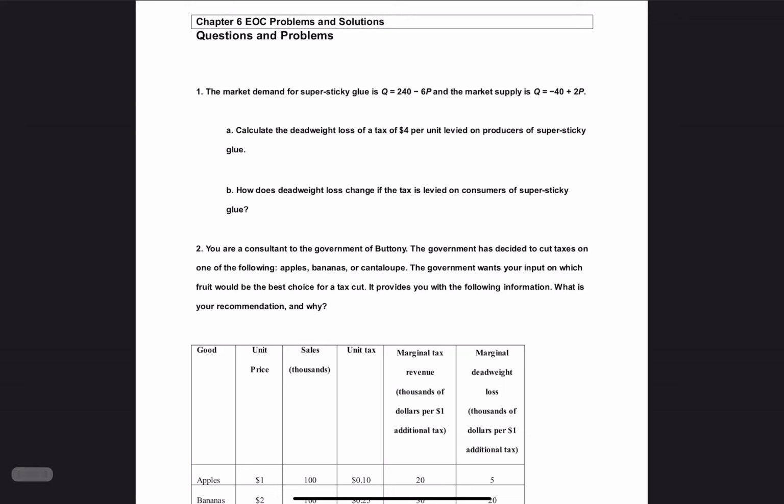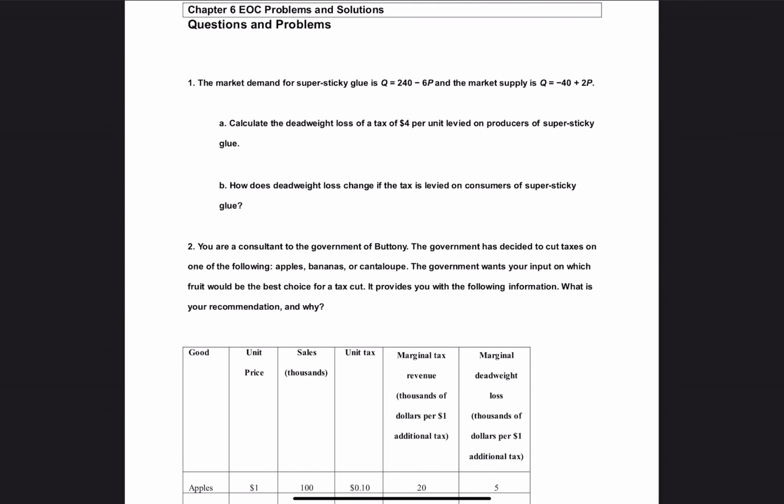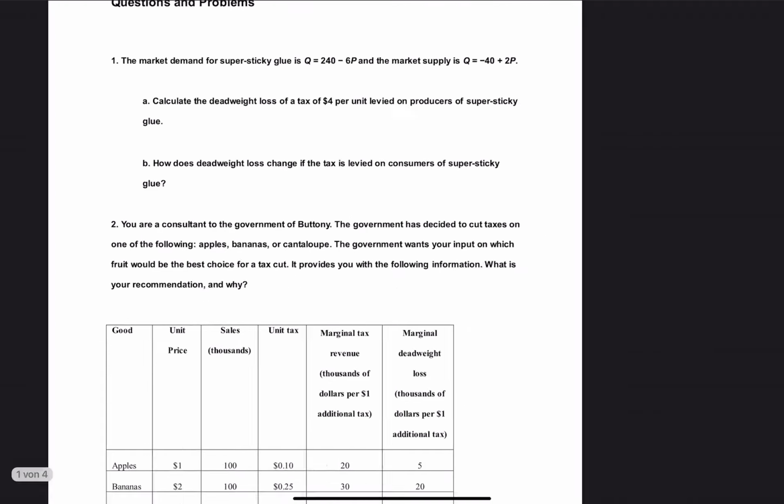The market demand for super sticky glue is 240 minus 6p, and the market supply is minus 40 plus 2 times p. P here is the price and Q is the quantity, as usual. In sub-exercise A, we're asked to calculate the deadweight loss of a $4 per unit tax levied on the producers of super sticky glue.